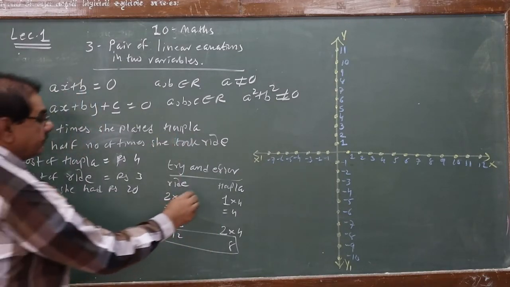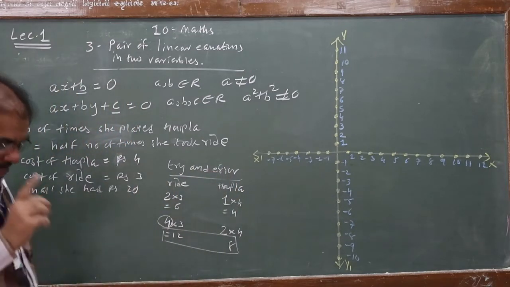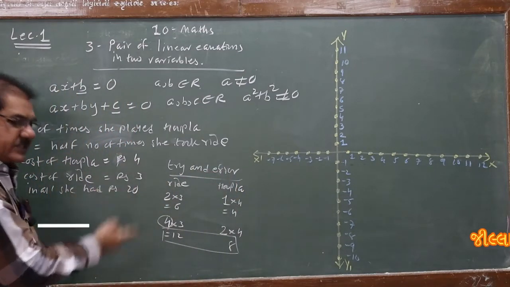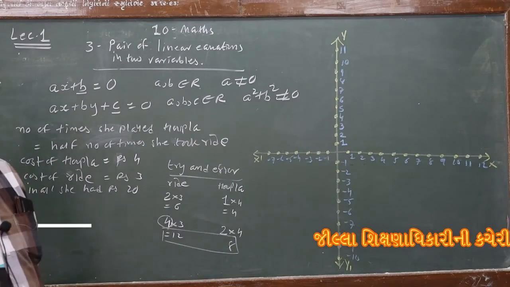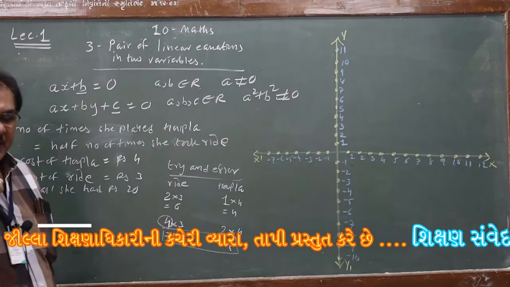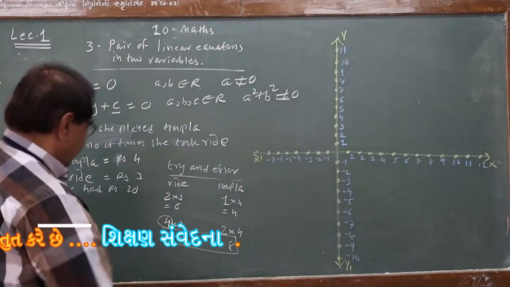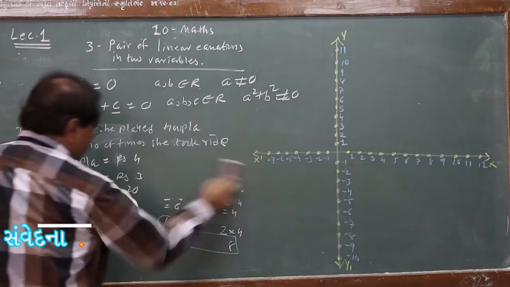But this is what we call the trial and error method. But if I try to translate this situation into linear equations in 2 variables and in a pair, then the problem can be solved very easily. That I take you to the equation now.